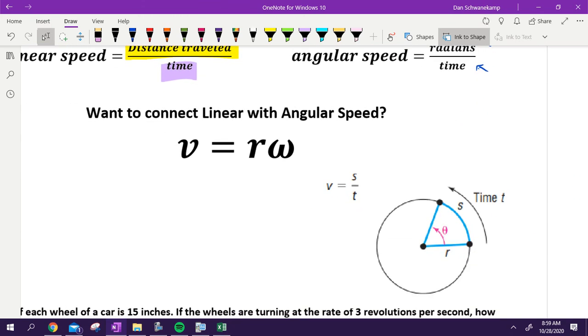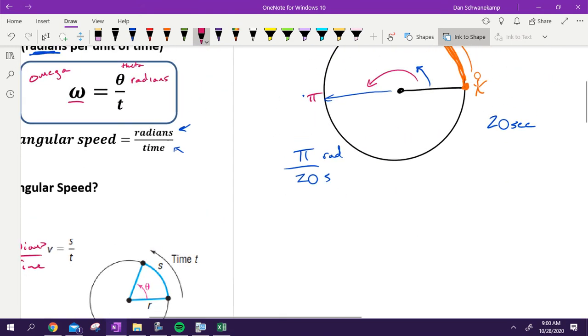If we want to connect the two, if we want to connect angular and linear velocity, we use this formula where velocity is going to be equal to your radius times your angular speed. Your angular speed, which is radians over time, which should make sense. Radians over time. Let's look at this problem over here again.